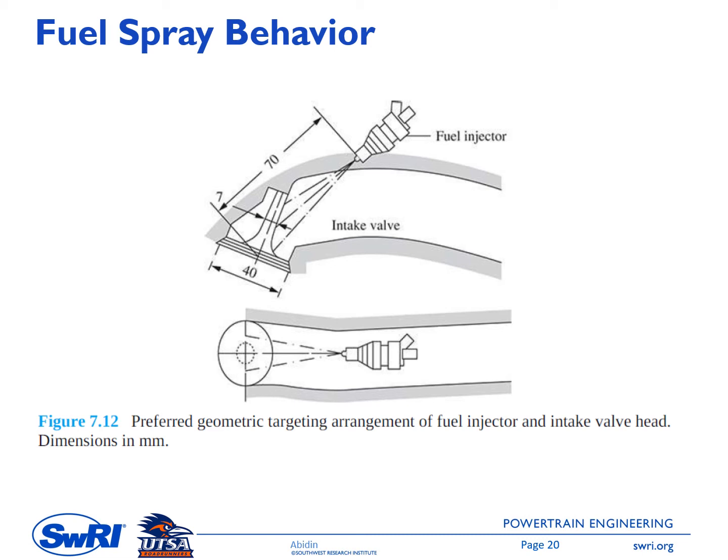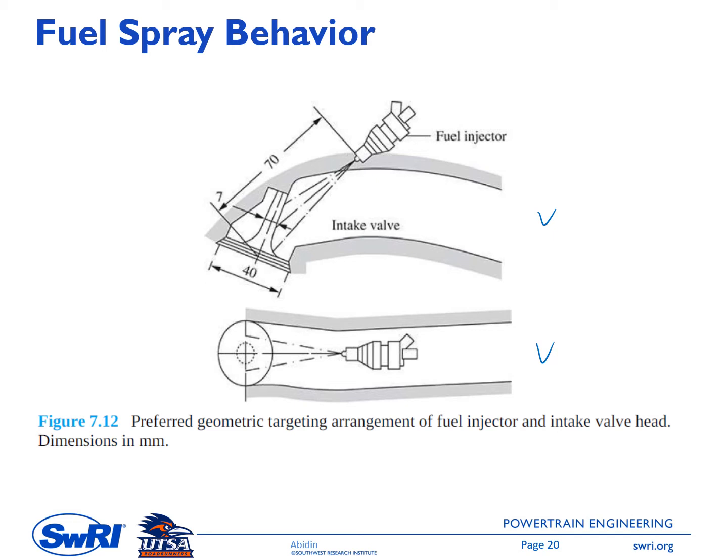Next one is looking at the fuel spray behavior. This figure is showing the schematic of the preferred geometric targeting arrangement of fuel injector and intake valve head for the PFI method. Also shown in this figure is the dimension in millimeters. On the top one here is the side view, and this one is the bottom or top view.